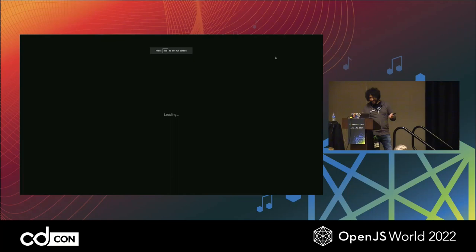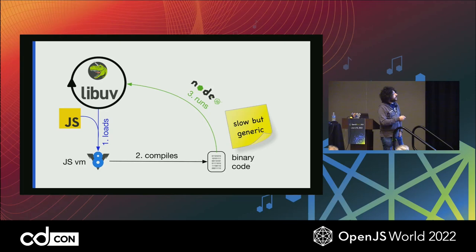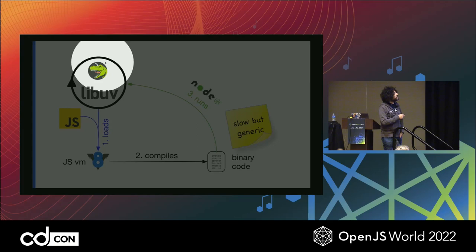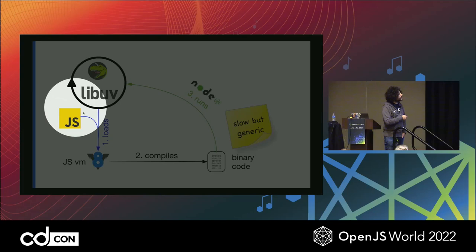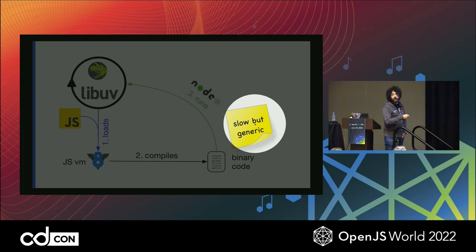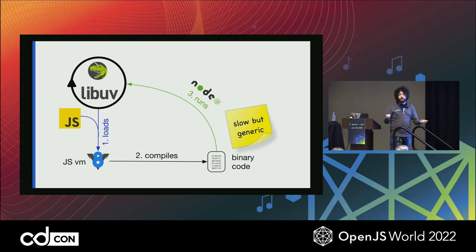So, what V8 does: we have Node.js, okay, with libuv, the nice unicorn velociraptor. If you don't know libuv, that's the logo of libuv. And basically, what we do in Node is that we load some JavaScript. V8 compiles the JavaScript into some binary code that is slow but generic. What does it mean? V8 does not know what it's running, okay? It's just binary code.